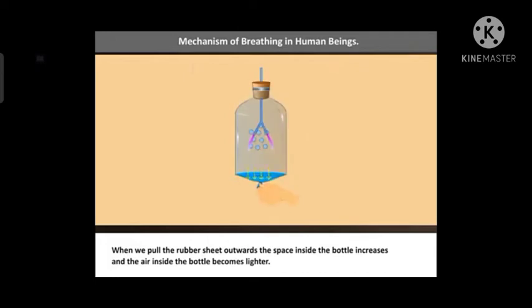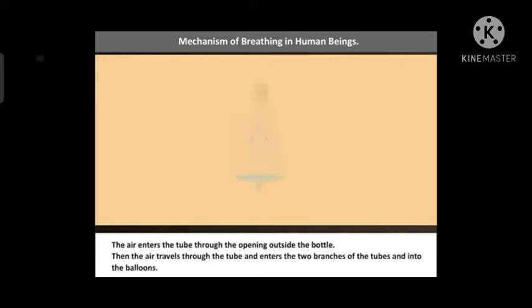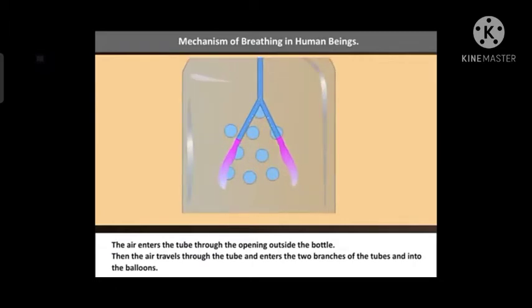When we pull the rubber sheet outwards, the space inside the bottle increases and the air inside the bottle becomes lighter. So the dense air rushes into the balloons from outside. The air enters the tube through the opening outside the bottle. Then the air travels through the tube and enters the two branches of the tubes and into the balloons.